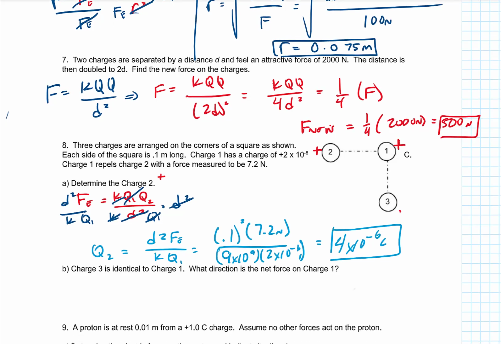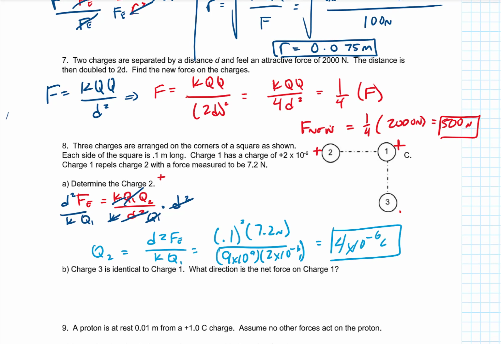Charge 3 is identical to charge 1. Charge 1 was positive, so charge 3 is going to be positive. And so because of charge 1, charge 3 experiences a repulsive force down. And because of charge 2, we'll call it red, charge 3 experiences a repulsive force over. So the net force on charge 3 is to the bottom right corner of the page. There you go.